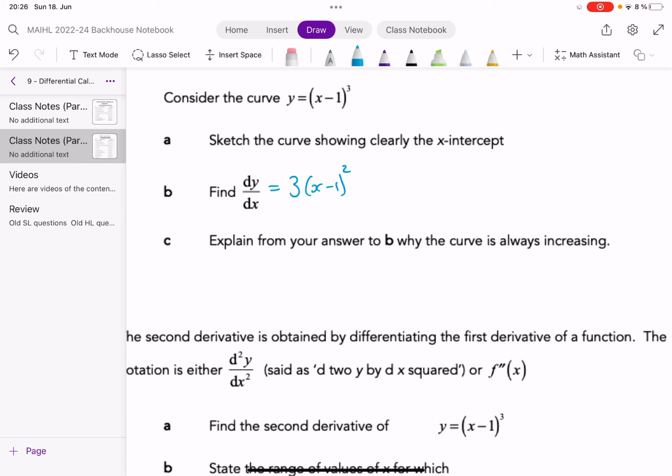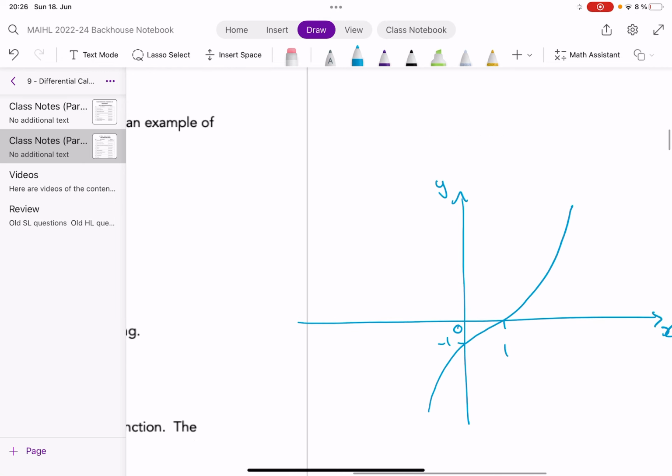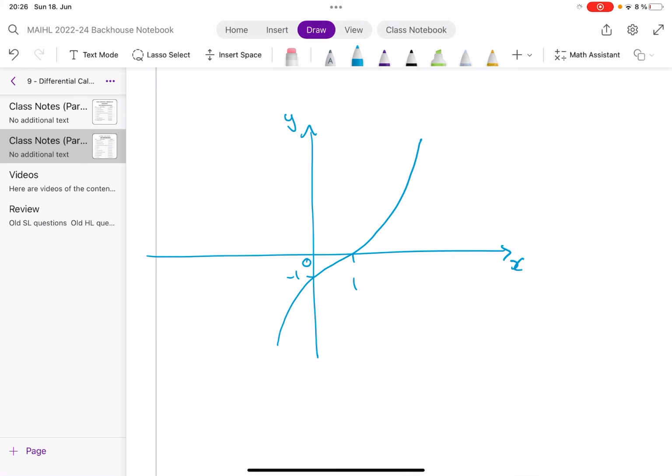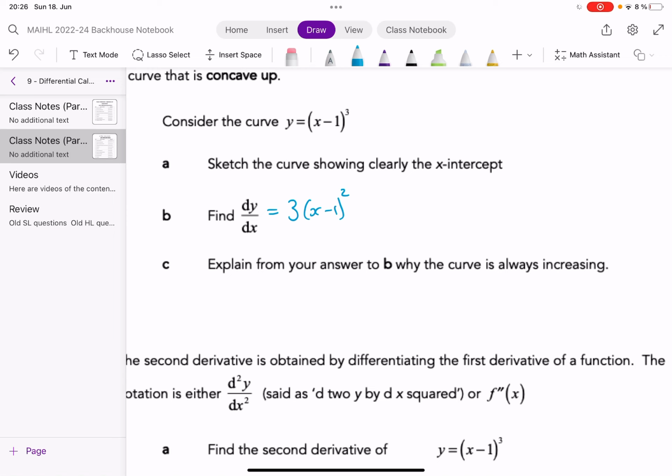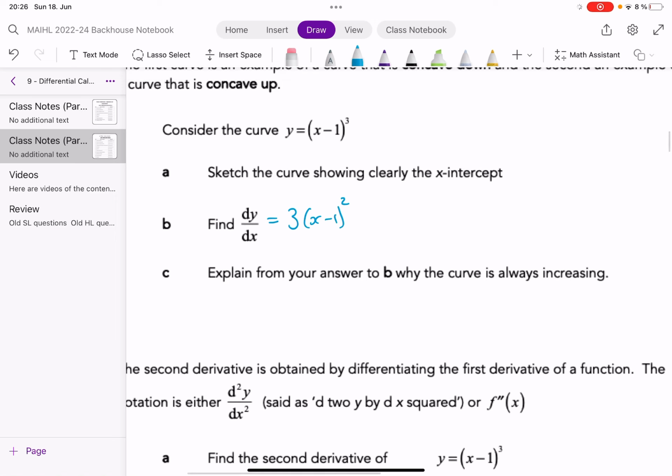So explain from your answer to B why the curve is always increasing. So we're talking about this curve. Why is this curve always increasing? And how can we tell that it should be based on its derivative? If you like, pause the video, have a think about that. So if we take a look at this first derivative, we can see that we're squaring x minus 1. So x minus 1 could be any value, it could be negative, it could be positive, but then when we square it, we're always going to get a positive value. Multiplying it by 3 is going to keep that positive. So the slope, dy by dx, must always be positive. And if the slope's always positive, the curve is always going to increase.